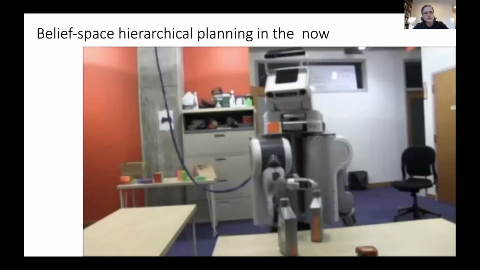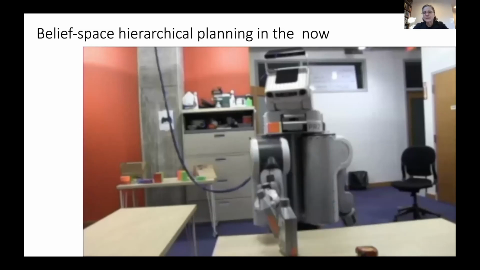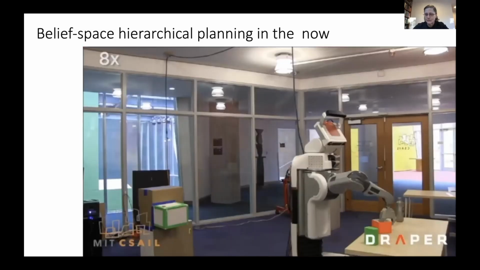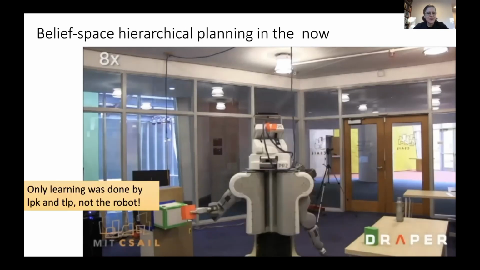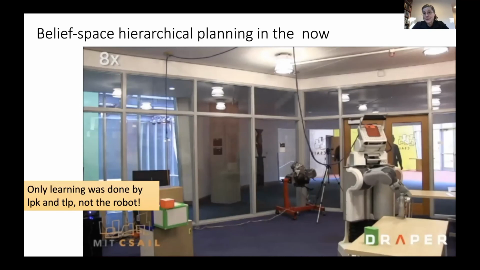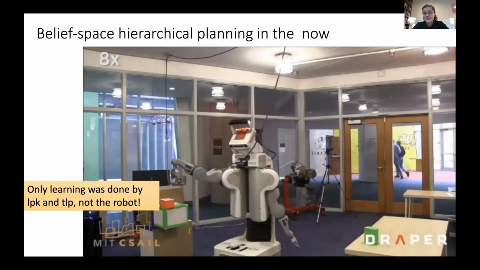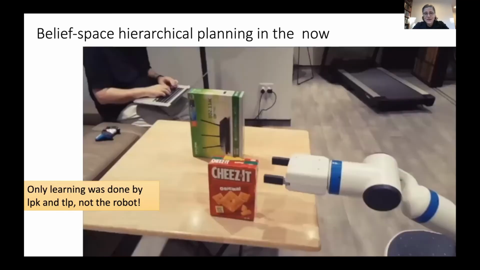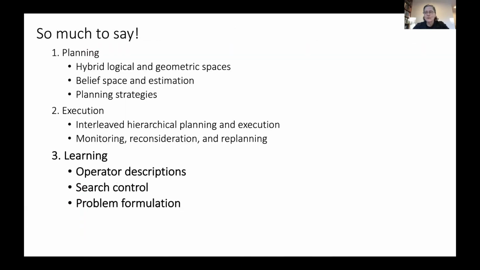Here we asked it to put a full oil bottle on the other table, and it's actually doing belief-based planning and picking up the oil bottles to see what's full and what's not. Okay, and in all these examples, these are mostly implemented by me and my colleague, Tomás Lozano-Pérez. And in all those examples, the only learning that was done was by us and not by the robot.